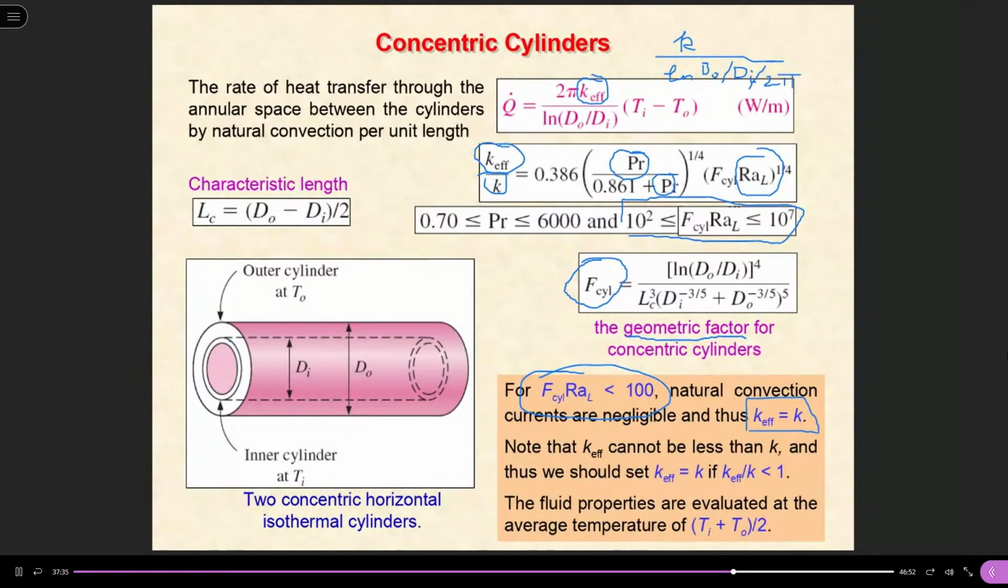Because in natural convection, the orientation matters. The direction relative to gravity matters. Therefore, whether the pipe is horizontal, vertical, or inclined matters a lot.